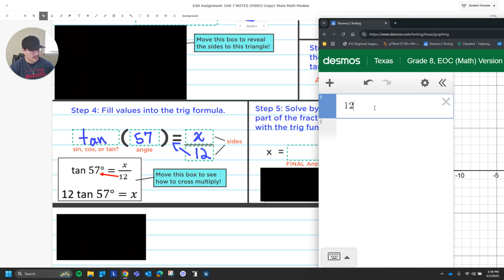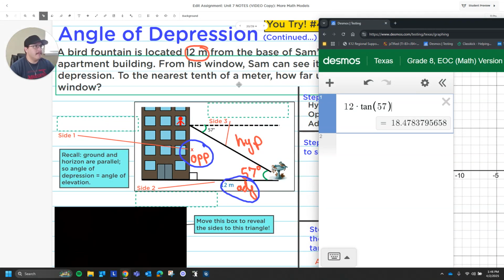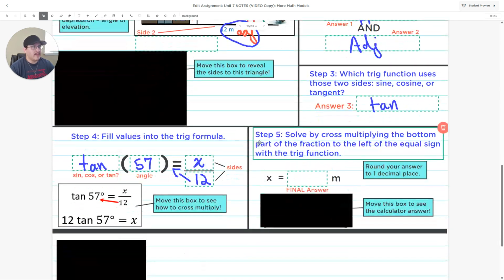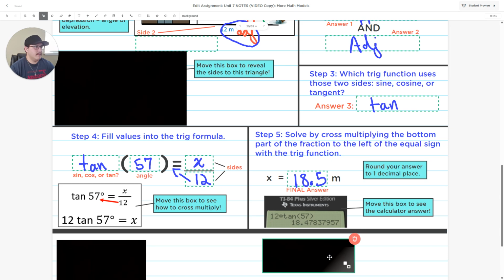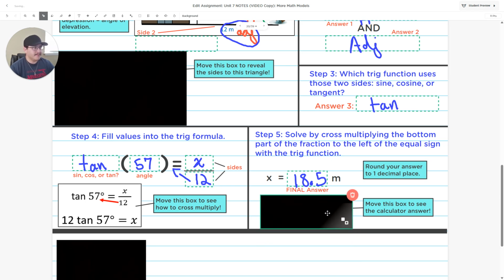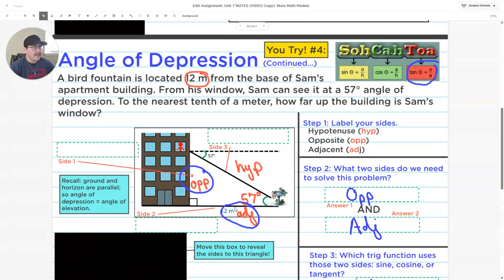Which equals, rounded to the nearest tenth of a meter, yeah, 18.5. So 18.5 is our final answer for U Try number 4. Okay, that's it for U Try number 4.